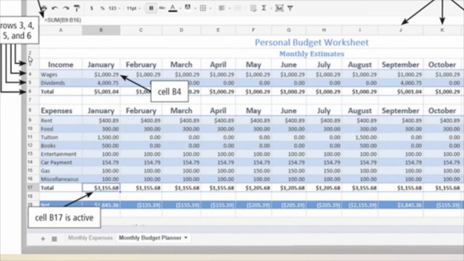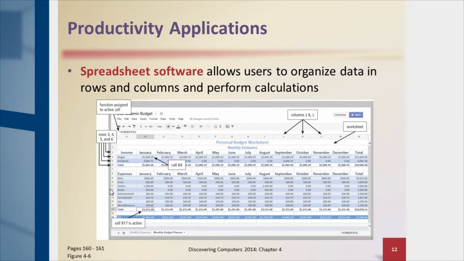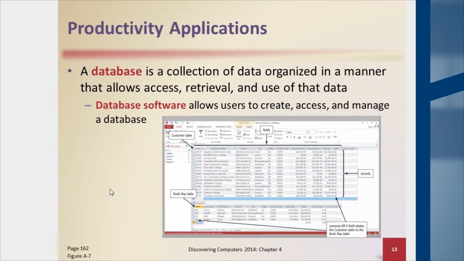Then we have rows, and rows go from left to right. So we have row 2 here, we have row 3 here, we have row 4 here. Where the column and the row intersect is referred to as a cell. So in this example right here, this total here is cell B17. So if we come down to row 17 and we go over to column B, we're in cell B17. That's a cell. So that's a spreadsheet in a nutshell.